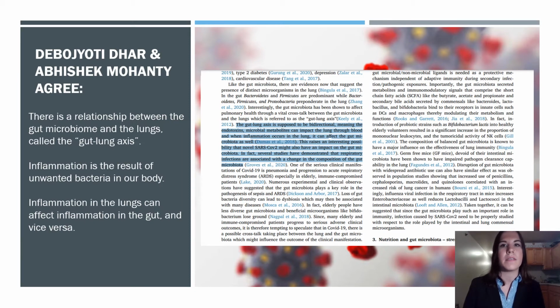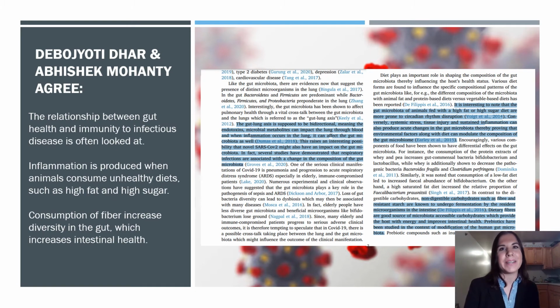Dar and Mahante find evidence that inflammation in the lungs can affect inflammation in the gut and vice versa. Dar and Mahante also point out that even before COVID-19, gut health and immunity to infectious disease are considered. Studies have been done to show animals who consume unhealthy diets produce more inflammation than animals who don't. Unhealthy diets include high amounts of fats, sugars, and processed foods. In contrast, consumption of healthy foods that contain fiber increase diversity in the gut, which increases intestinal health.